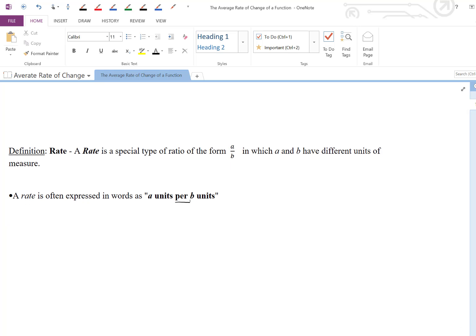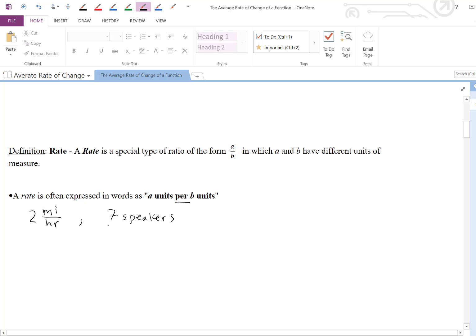You know, we could make things up like, for instance, 2 miles per hour. That is a rate. Numerator, miles, units, and denominator, hours, units. A rate. Or, make up something silly like 7 speakers per square foot. Numerator, speakers units. Denominator, square feet units.